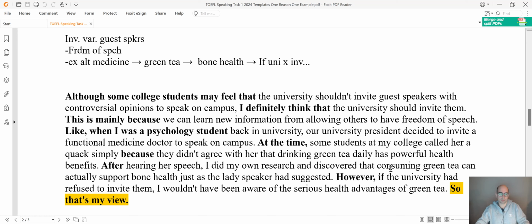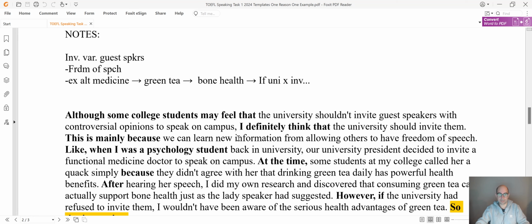It's not the end of the world. Can actually support bone health just as the lady speaker had suggested. So functional medicine doctor, lady speaker. So the more you paraphrase, it's excellent for your vocabulary criteria. However, if the university had refused to invite them, I wouldn't have been aware of the serious health advantages of green tea. So that's my view.